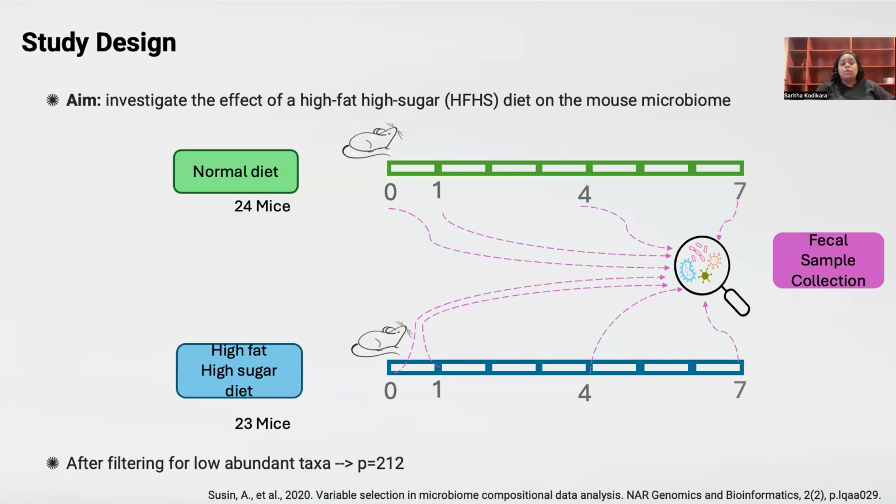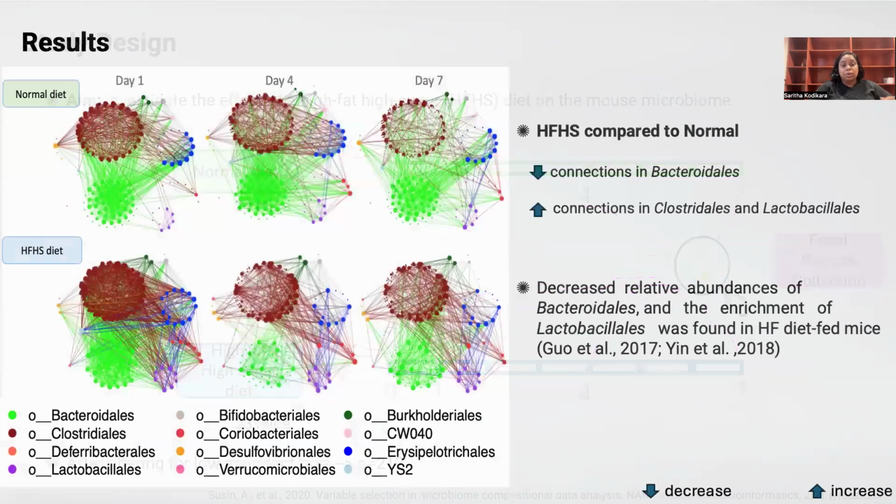After removing the low abundant taxa across these two groups, we are left with 212 taxa. So basically in our networks, we will have 212 nodes. Using Lupine, these are the networks that we get.